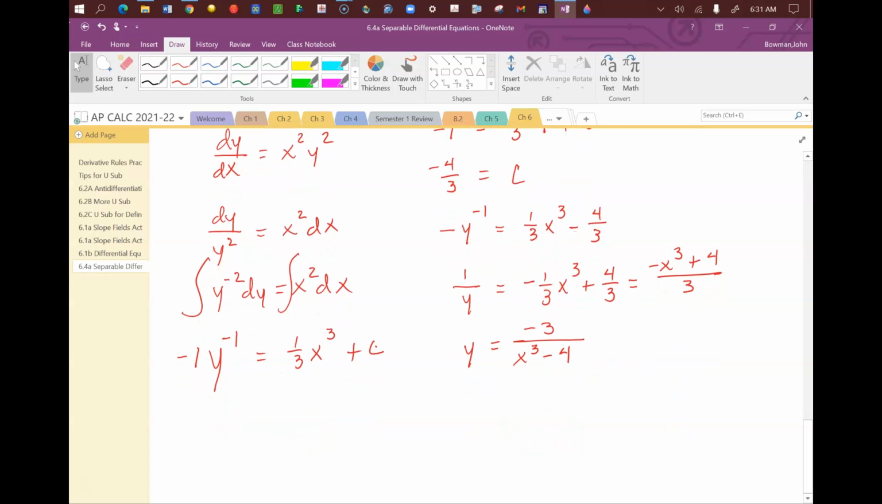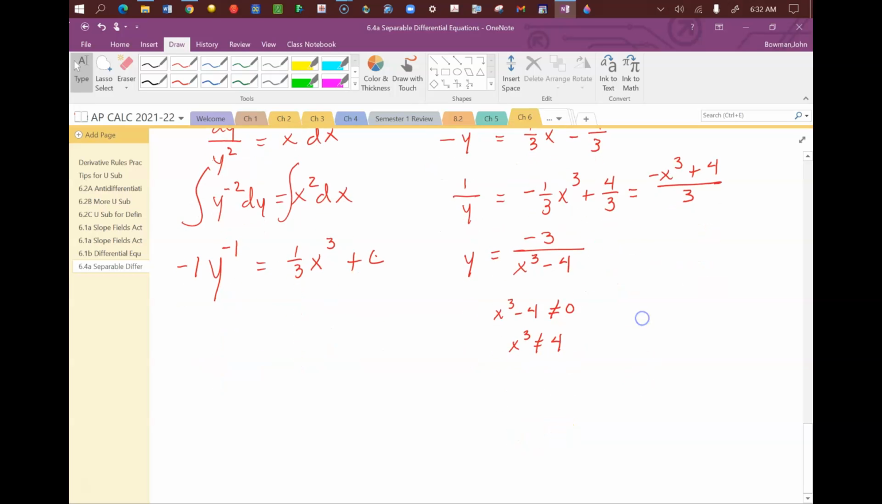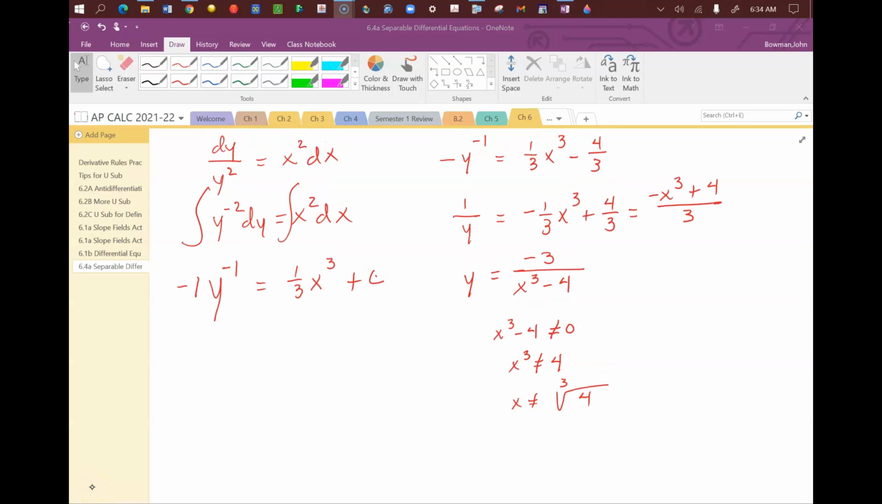All right, and we have to think about the domain here. We have no restrictions for the numerator, but we know that x cubed minus 4 cannot be equal to 0. So x cubed cannot be equal to 4, which means that x cannot be equal to the cube root of 4. So as you recall from discussions about rational functions in pre-calc, this function has a vertical asymptote where x cubed minus 4 is equal to 0. In other words, the function doesn't exist there.